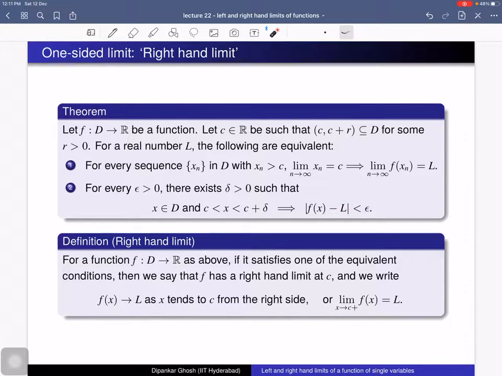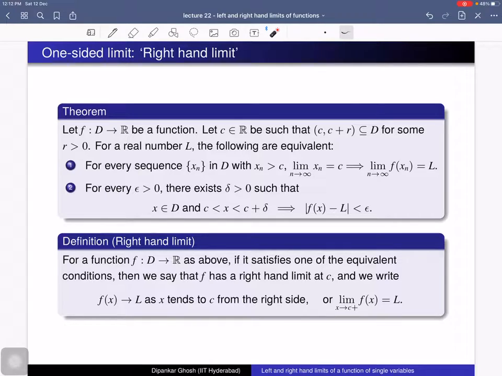So one can prove in a similar way that these two conditions are equivalent, and for a function f from D to R as above, if it satisfies one of these equivalent conditions, then we say that f has a right hand limit at C, and we write that f of x tends to L as x tends to C from the right side, and we denote that limit as limit of f of x as x tends to C plus, which is just the same as L. So this is right hand limit.